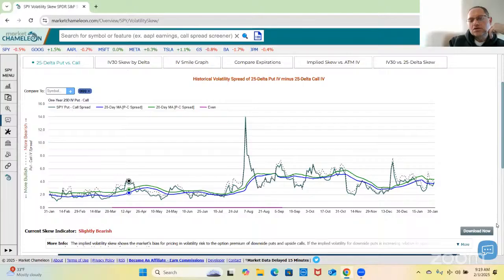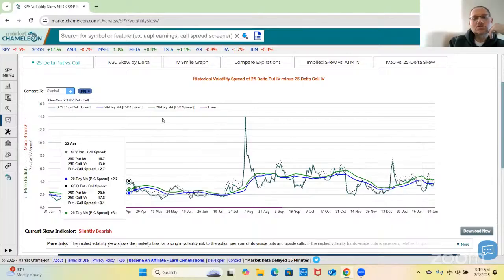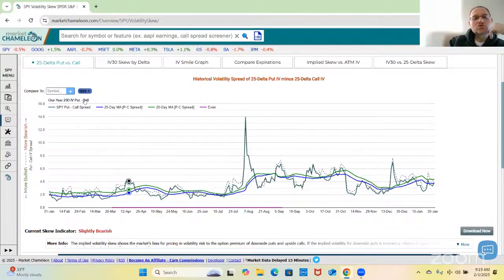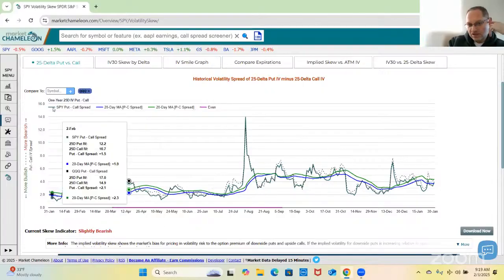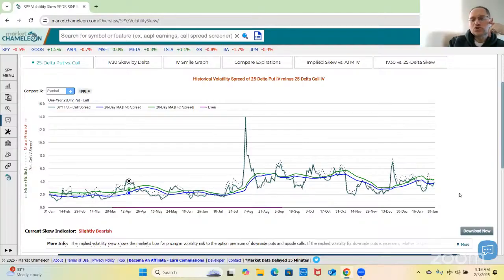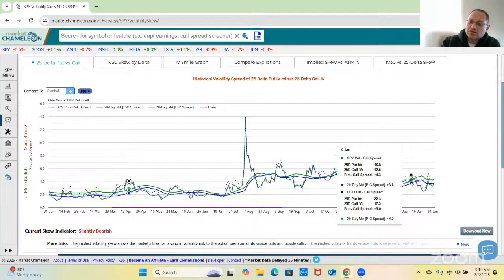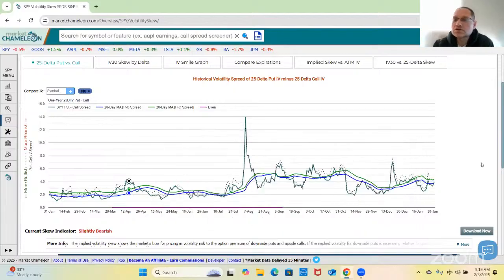Then to compare it, you have that dotted line, where the blue is the QQQ. Sorry, the green is SPY, the blue is QQQ. So you could see how the skews move relative to each other. This solid line is comparing the 20-day moving average, and the dotted line is comparing the daily. The 20-day moving average just shows us if they're moving apart or close together, where you're looking at one skew in one type of asset versus another skew.